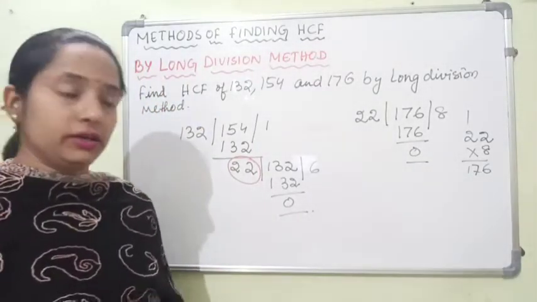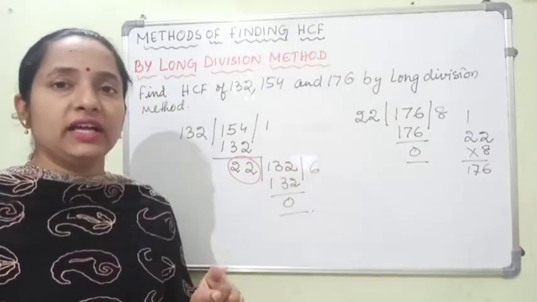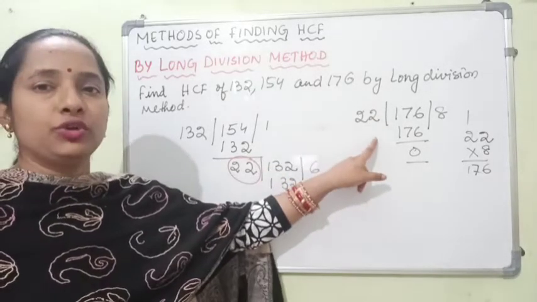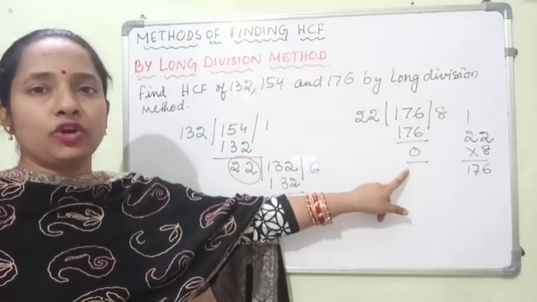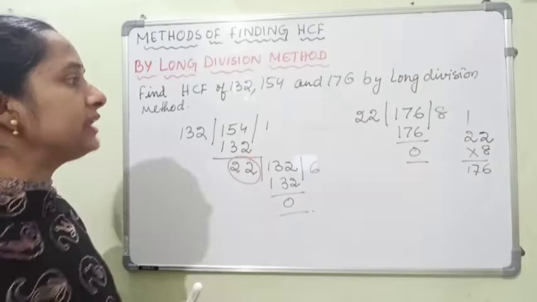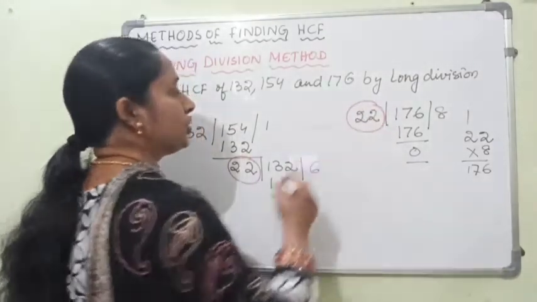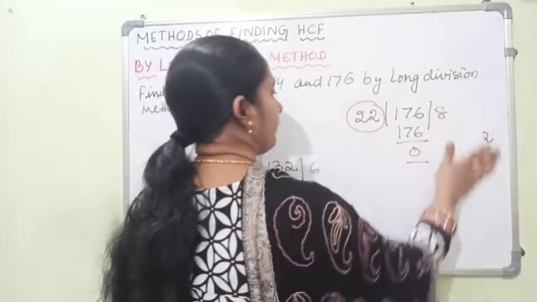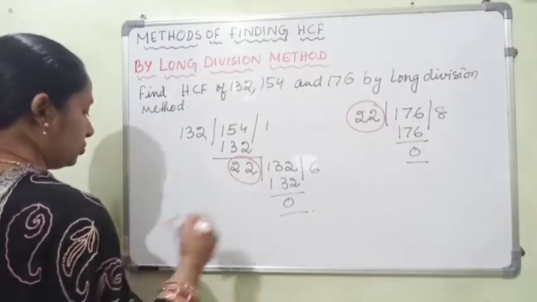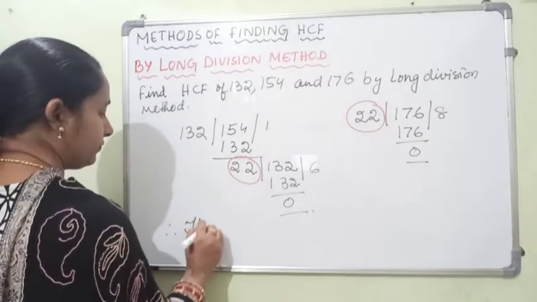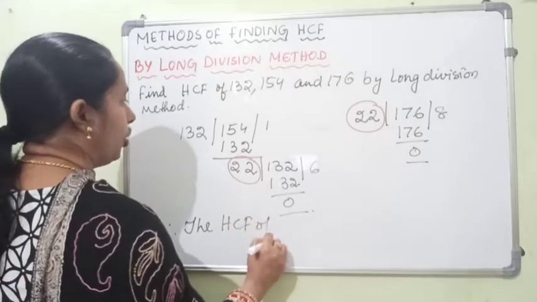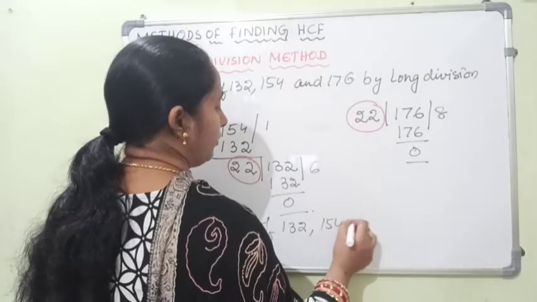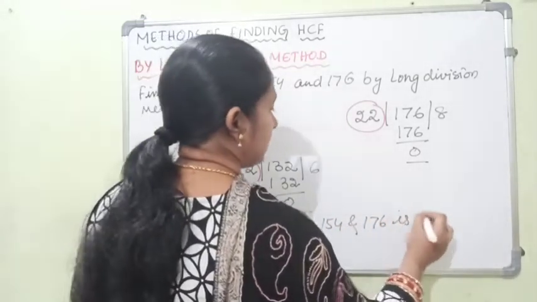Now tell me, for what divisor here we got the remainder 0. Here when the divisor is 22, then we got remainder 0 by dividing. So our required HCF will be the divisor which gives the remainder 0 on dividing the other number. So our HCF is how much? 22. Therefore the HCF of 132, 154 and 176 is 22.